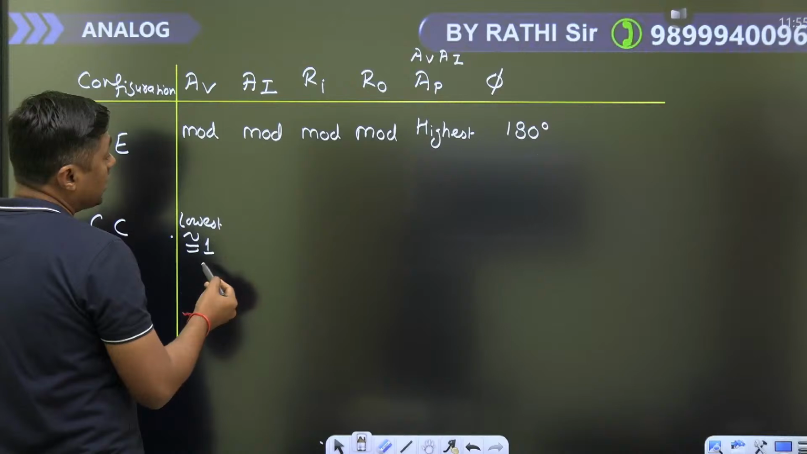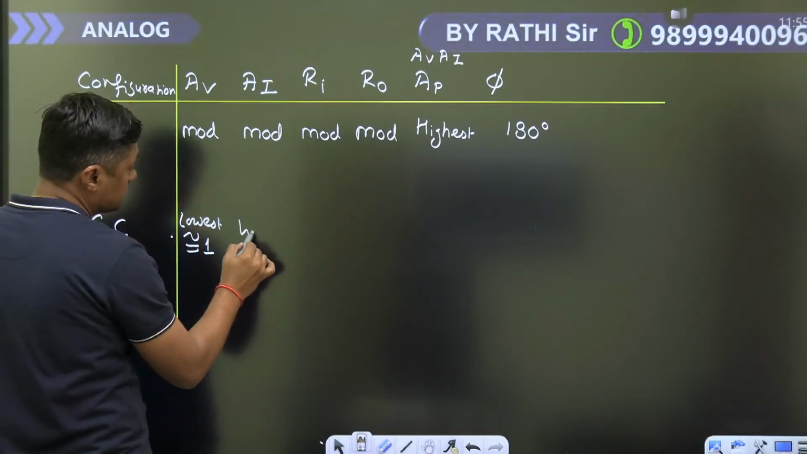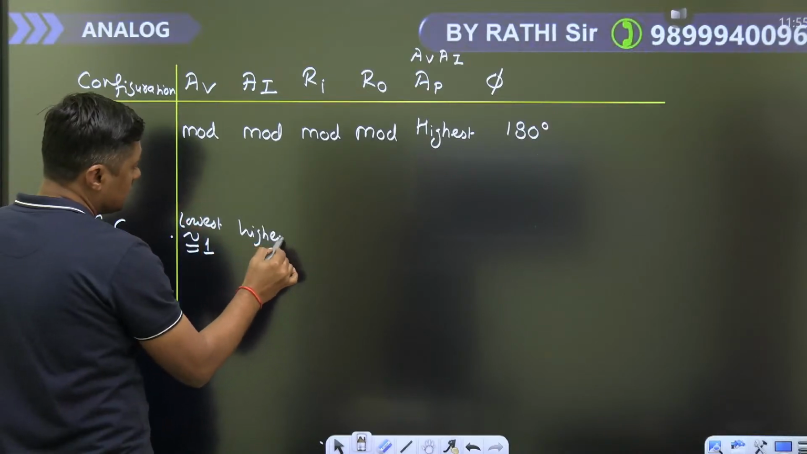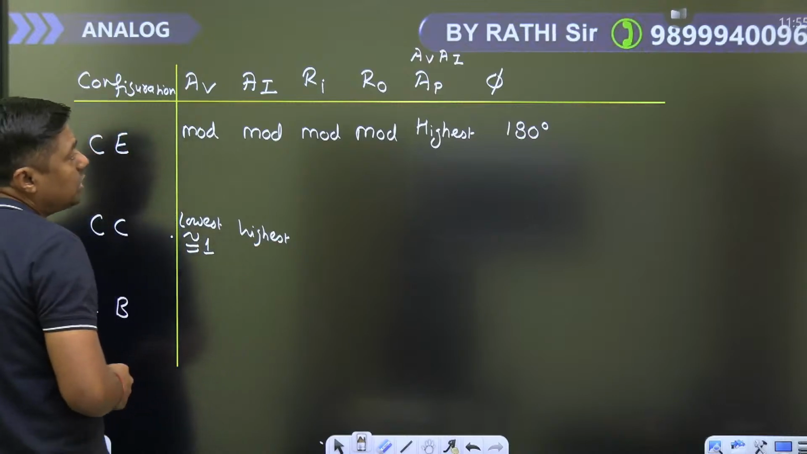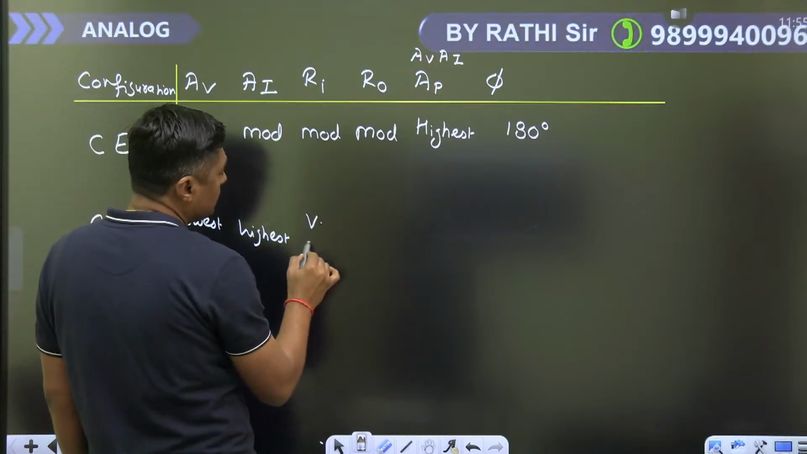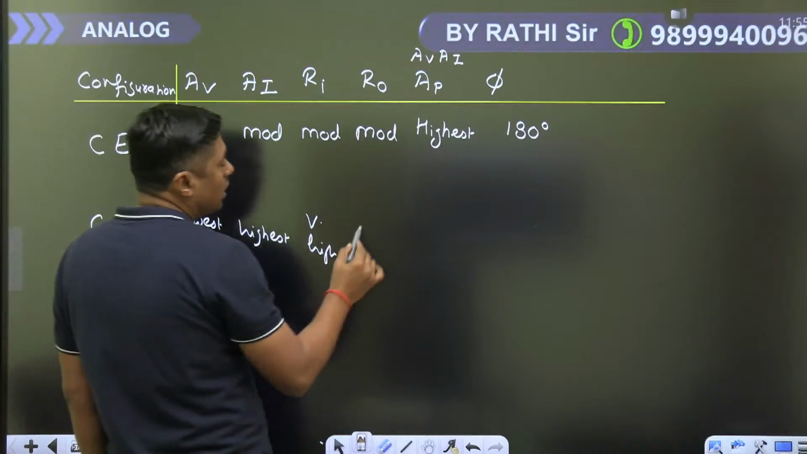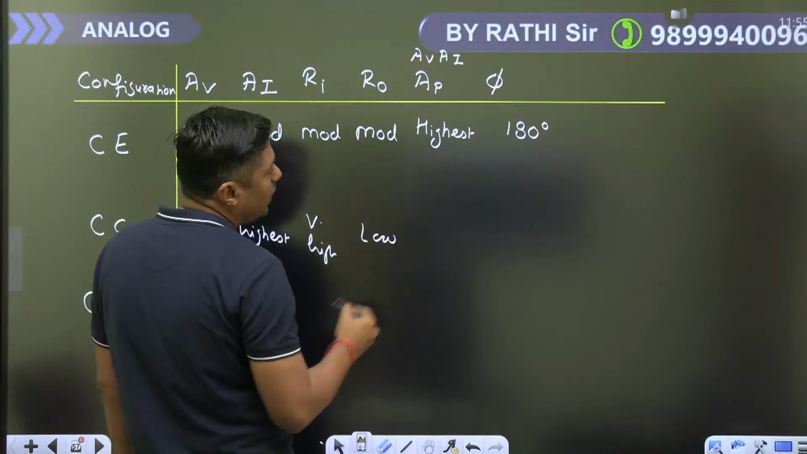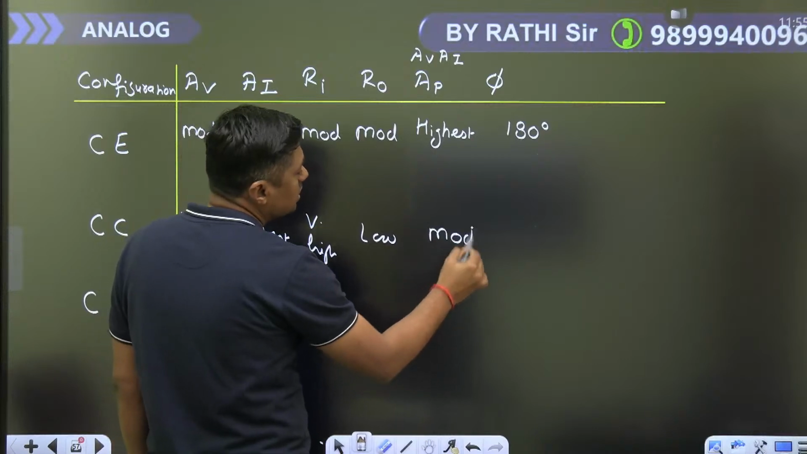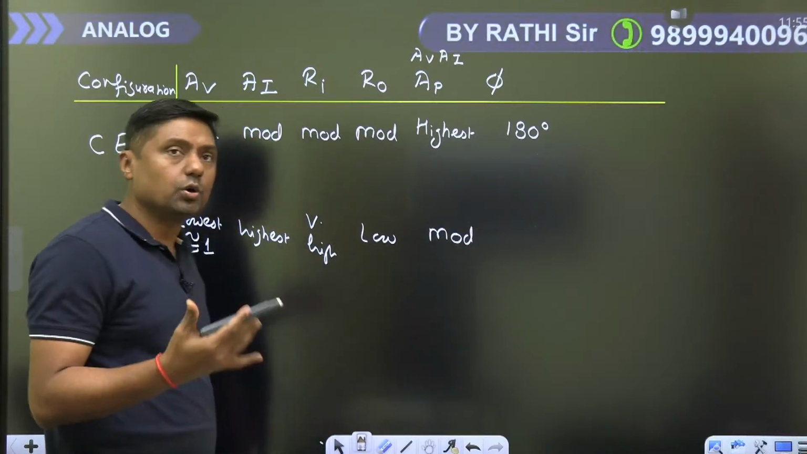But what about the current gain? Highest. What about the input resistance? Very high. Among the three configurations, highest input resistance. What about the output resistance? Very low. Power gain is moderate and 0 degree phase shift.